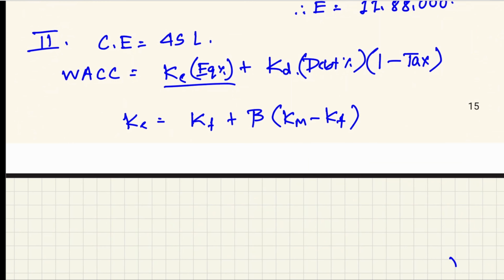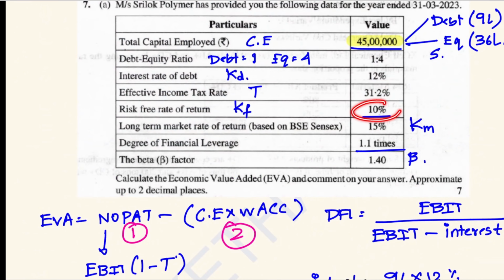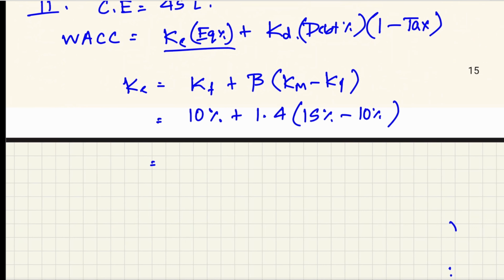So KF is risk-free rate. Suppose this capital I am employing in a risk-free instrument like government treasury bill. What is the percentage I am getting? That is your KF. KM is the average market return. Let's say I am investing this in Nifty. So market on an average, what is the rate it is returning? That is your KM. And beta is the volatility factor. So now we will substitute the information given for KF, KM and beta. KF, it is given 10%, KM 15% and beta is 1.4. So when you solve this, you will get 17% as your cost of equity.